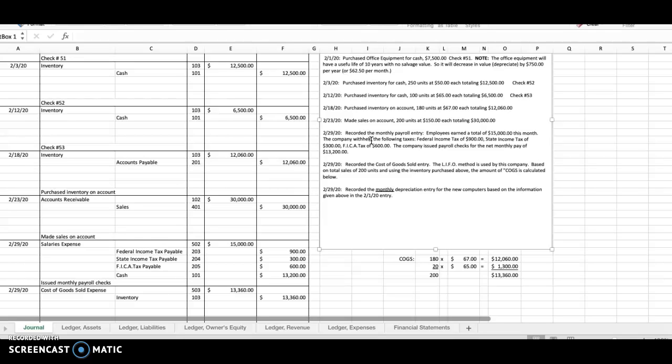There are 3 entries now that we need to record at the end of each accounting period, and that takes us back to topic 6, and then topic 7, and then topic 8. At the end of the month, we are in February, and we happen to be in a leap year now, so on the 29th of February, we have to record the monthly payroll. We pay our employees once a month in this company, and they earn a total of $15,000, and the company withheld some taxes. Remember how we used to do that back in the first semester?